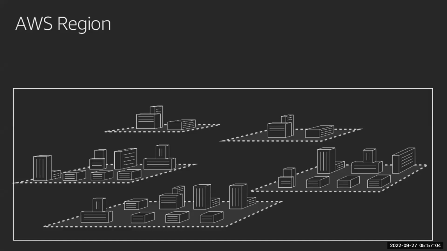So that's it for AWS availability zones. At this point, are we on a good footing? Am I going too fast? Or are there questions?